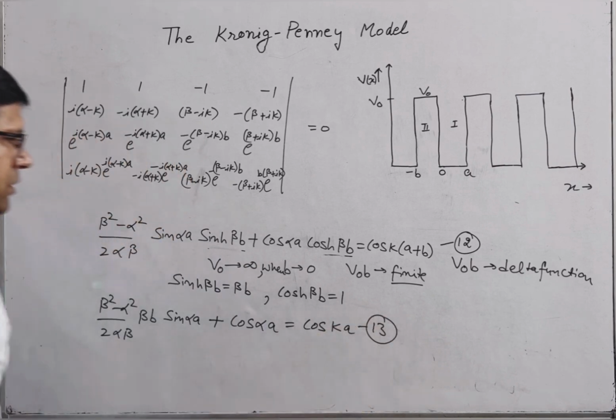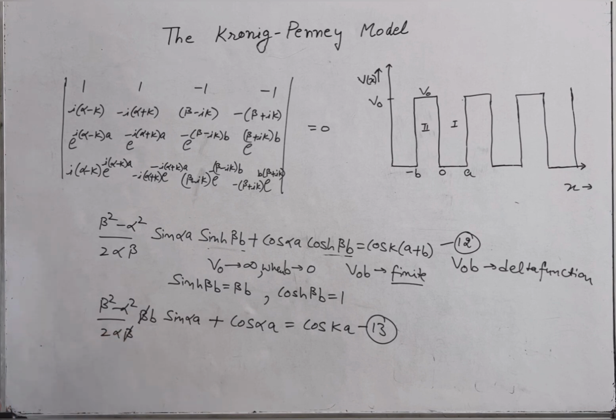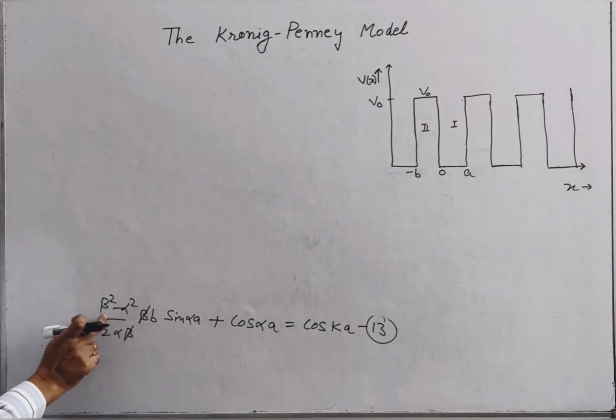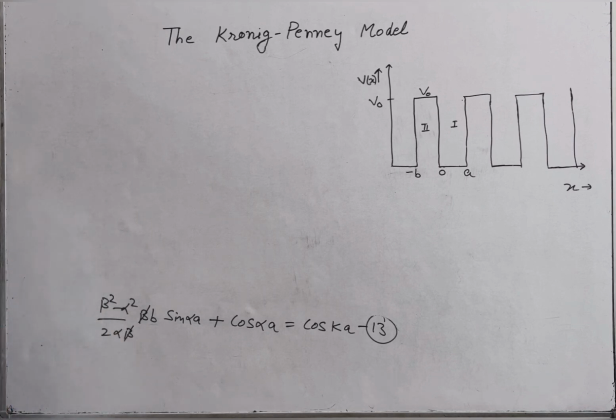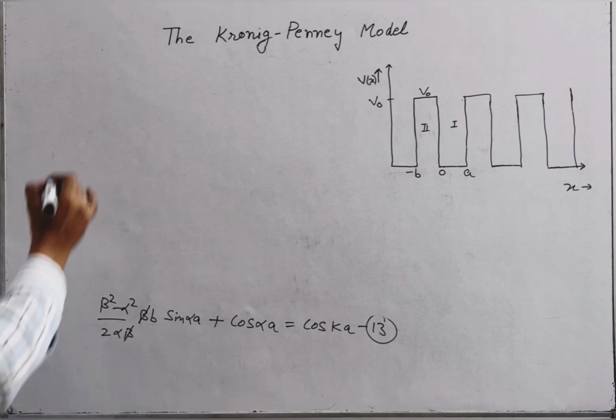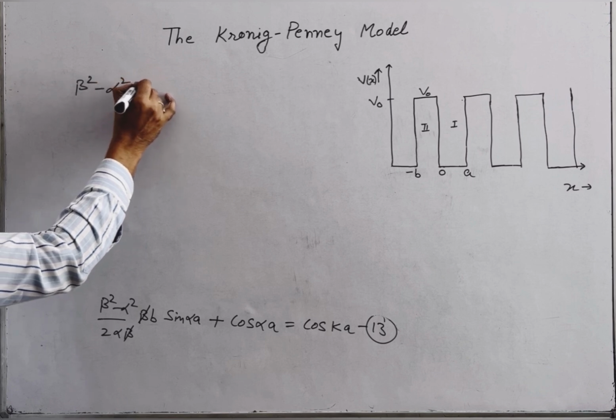So this is equation number 13. In this equation, beta will be cancelled out. We will eliminate here beta square minus alpha square. We know from equation number 3 and 4, beta square minus alpha square.